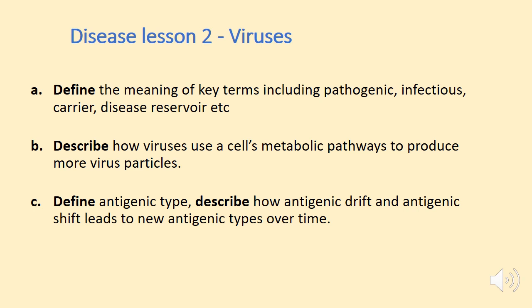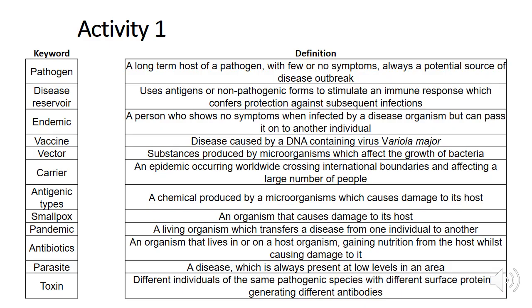The aim of the game today is to talk about how viruses use cells' metabolic pathways and to look at what we mean by antigenic drift and antigenic shift. Your first thing to do is to test your knowledge of keywords and their definitions. These words will be used within the exam questions and you'll be expected to use them and use other ones within your answers. On your activity sheet, these should be on there already.